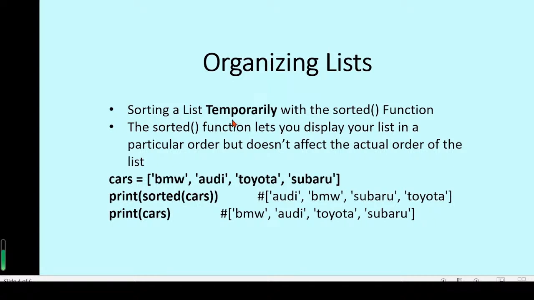Sorting a list temporarily with the sorted function. The sorted function lets you display your list in a particular order but doesn't affect the actual order of the list. So this is a list of 4 cars. You can use sorted cars. So it will show the list in a sorted order. But if you print cars again, the order has not been sorted. It has the original order.